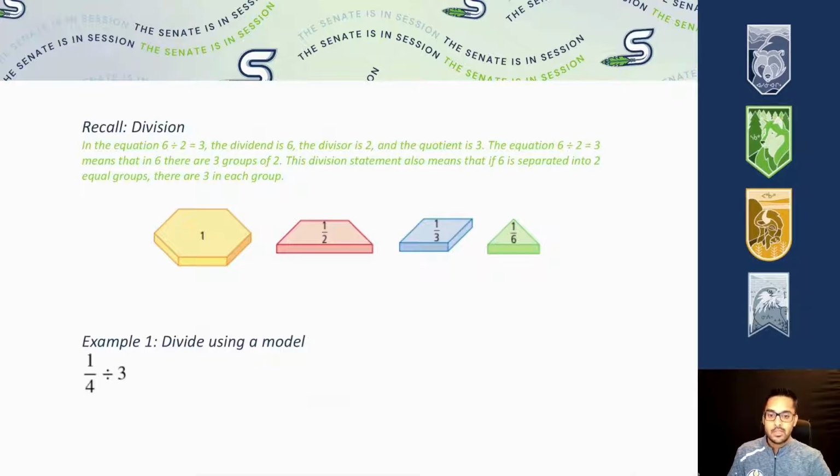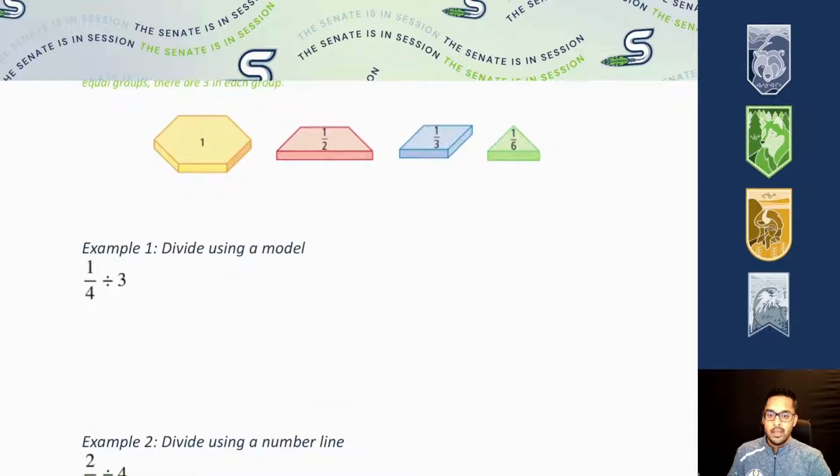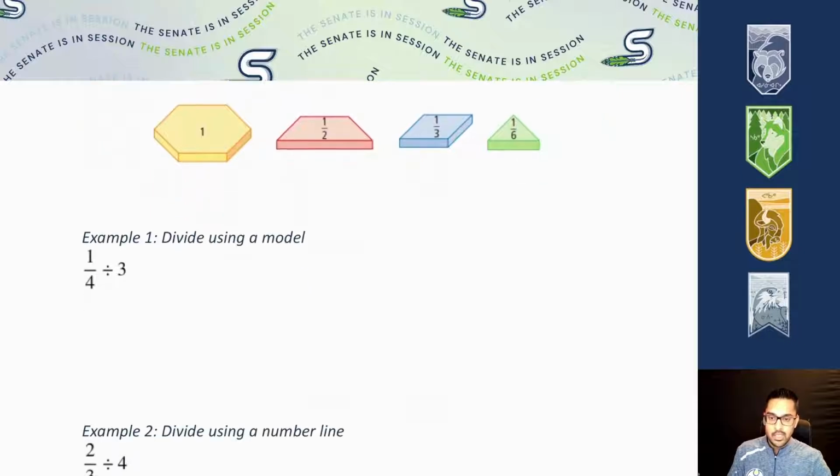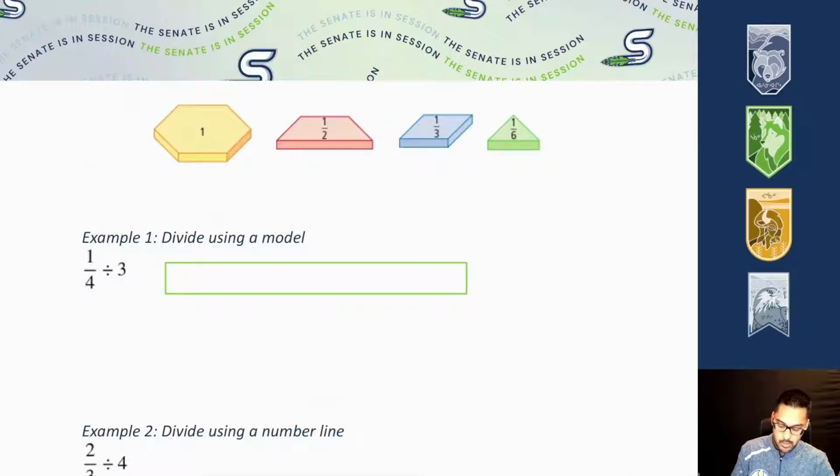So for that first example, let's think about dividing using a model. I have 1/4, a quarter of a whole piece, and I want to divide that by 3. In other words, I want to take 1/4 and split it into 3 equal groups, and I want to know how big each group actually is. So I'm going to draw a little fraction strip here, just a rectangle, easier to think about this.